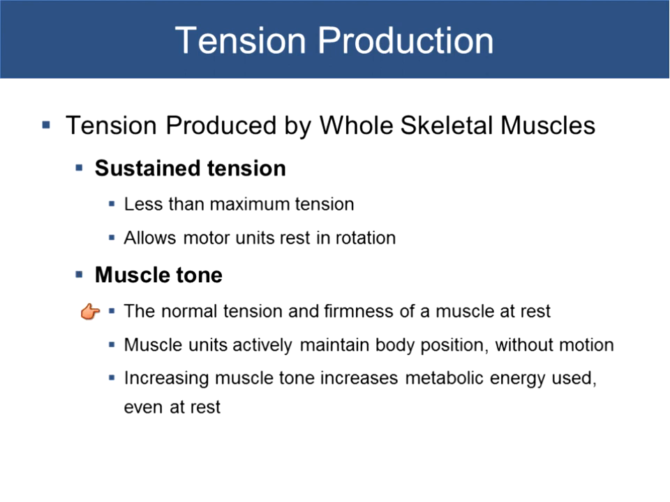Muscle tone is the normal tension and firmness of your muscle even when it's at rest. Your muscle units actively maintain these body positions even without motion. So a good example again would be your neck muscles and also your back muscles, your abdominal muscles. They're maintaining your body position even though they're not actually moving.